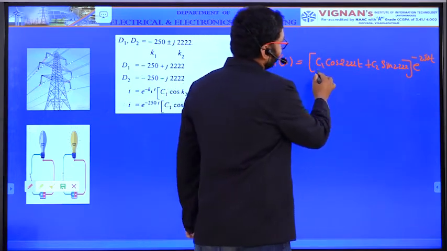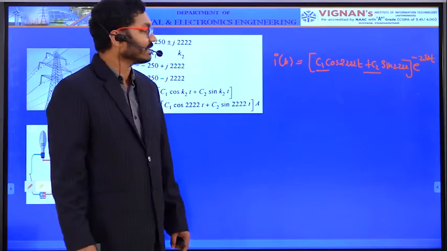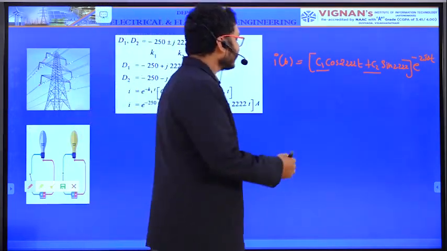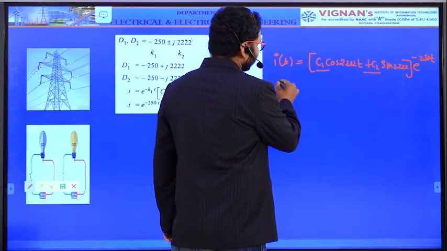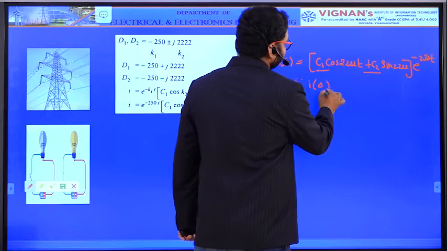But you have to eliminate C1 and C2. These are the arbitrary constants. How will you eliminate them? By using initial values. At t equals 0, what is the current value? At t equals 0, the current value is 0.